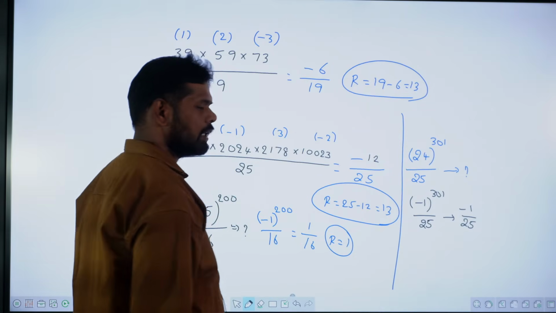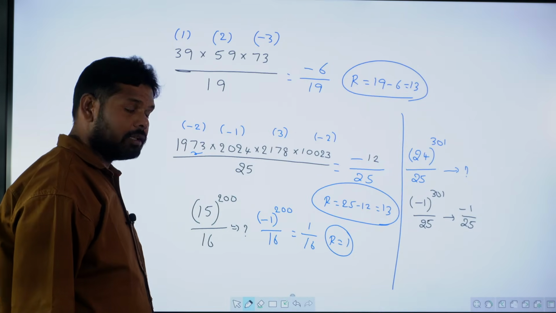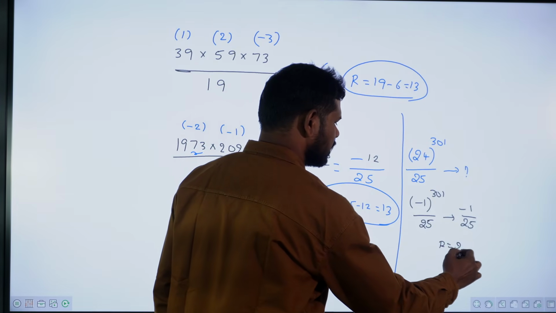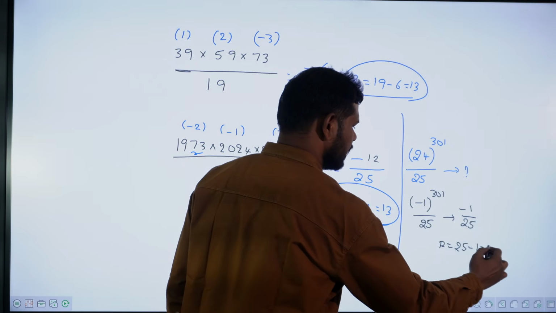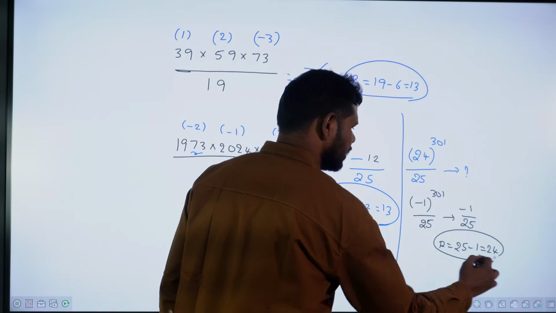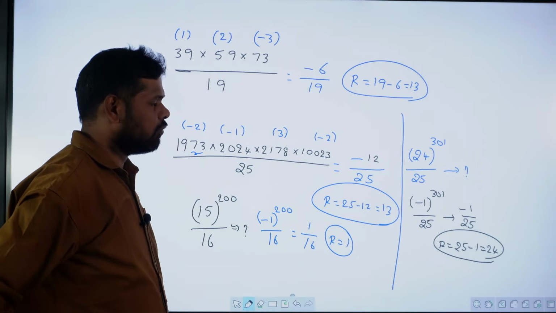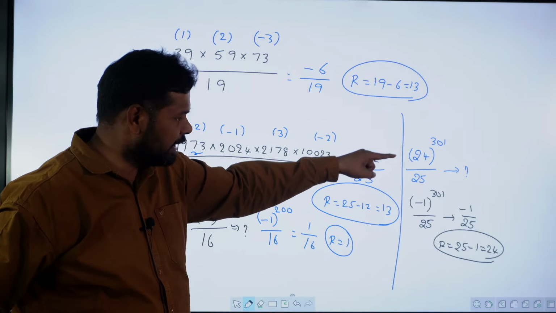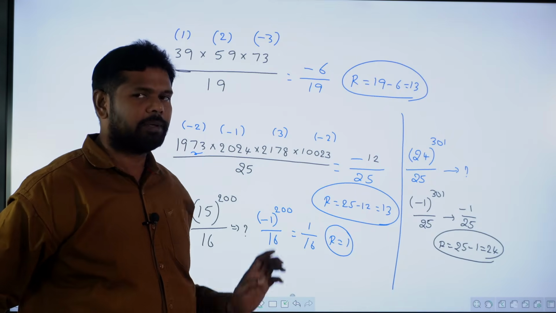Right? In the resultant, the numerator is minus 1, which means the remainder is that 1 subtracted from 25. 25 minus 1, what is the remainder? 24 is the remainder. For that sum, 24 whole power 301 is divided by 25, what is the remainder? It is 24.